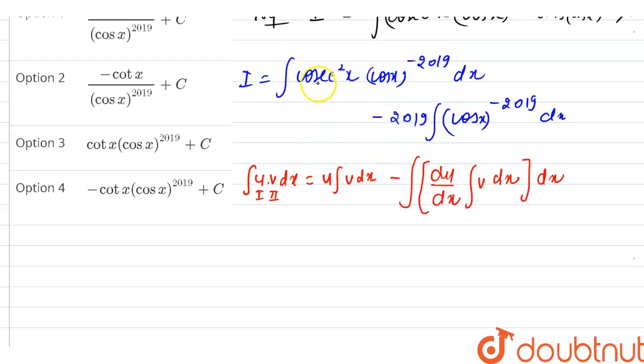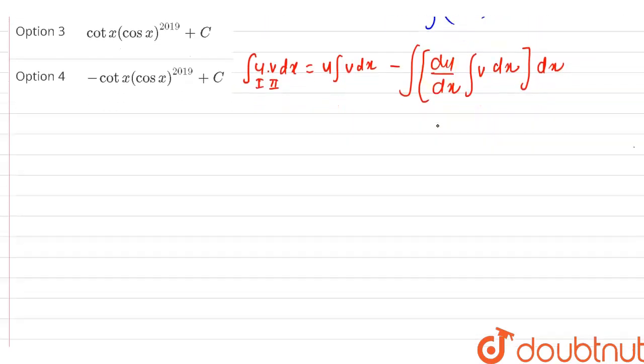Now which function is the first function and which is the second? The function whose integration you know directly, suppose that as the second function, so that you can integrate it. So I'm assuming cosec²x is my second function, because we know its integration, which is minus cot x. And cos x raised to the power minus 2019 is my first function, because we don't know its integration.